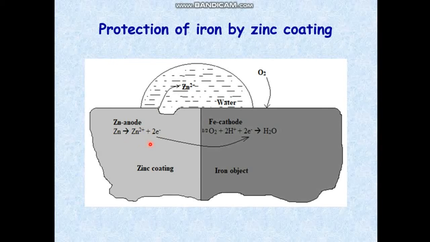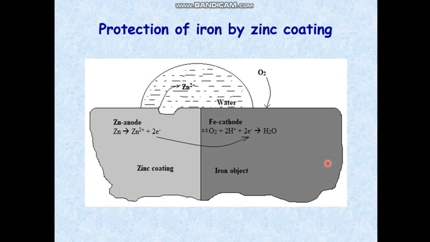Zinc has more negative redox potential than iron, so zinc will readily lose 2 electrons rather than iron. So if there is a competition between zinc and iron, zinc would more readily release 2 electrons than iron, and iron does not get ionized to become iron 2 plus, and thus rusting of iron can be prevented. So zinc is used here as a supplier of electrons. This is the iron object and this is the zinc coating. This is the miniature cell, and electrons are being provided by zinc.